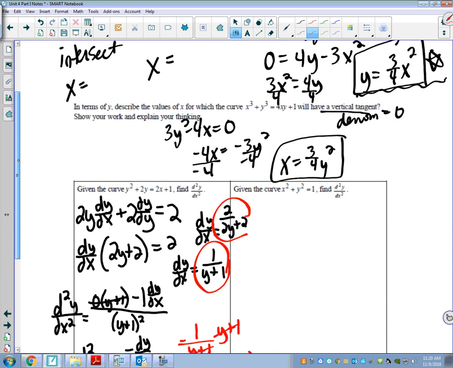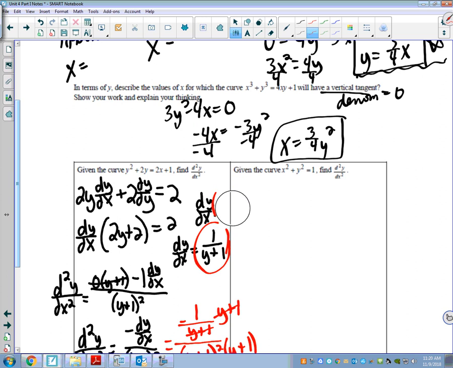So let's do another one. Given the curve x squared plus y squared equals 1, find the second derivative. So what's the first derivative? I would get 2x plus 2y dy/dx, and the derivative of 1 is 0.